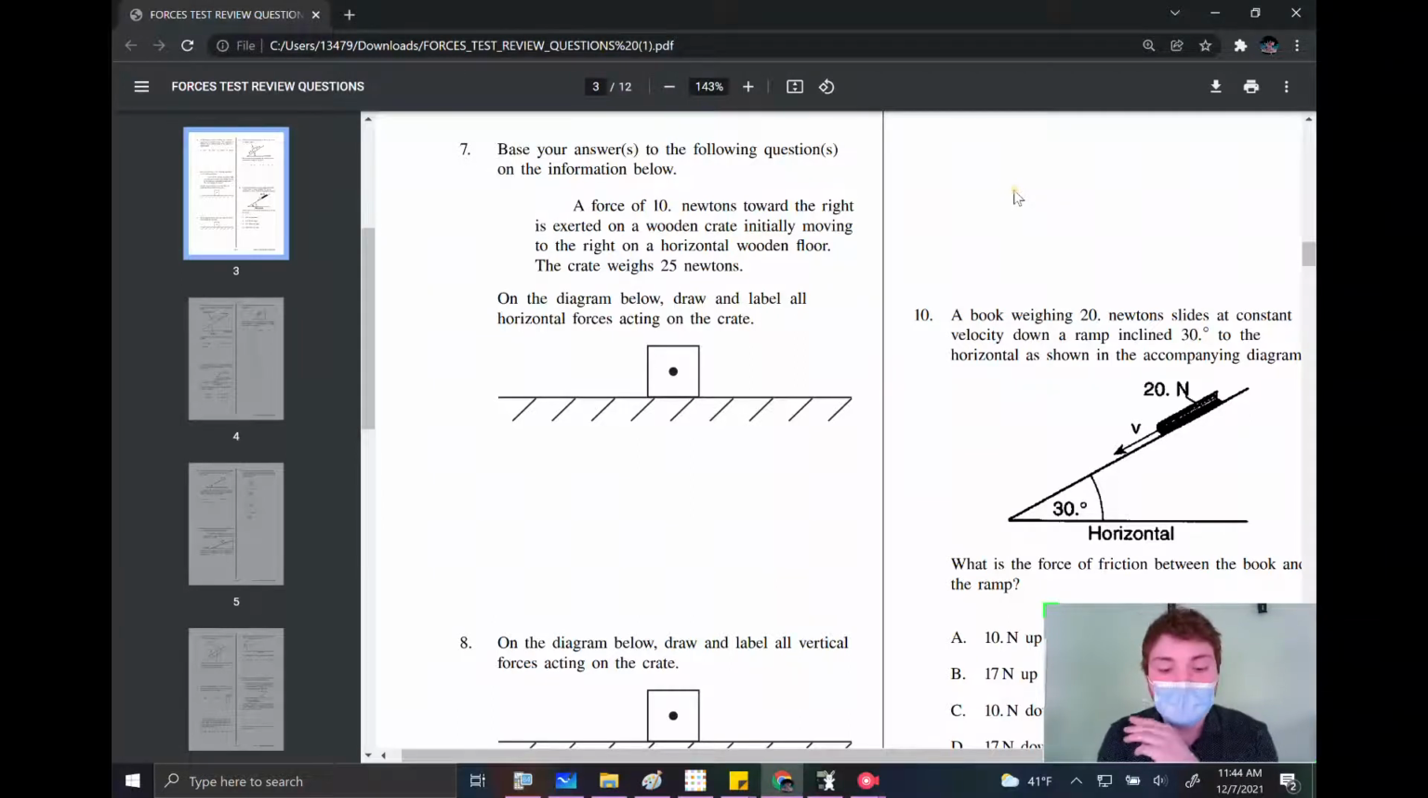Okay, so here we have a force of 10 newtons pushing a wooden crate to the right on a wooden floor. The crate weighs 25 newtons, so we know the weight of this crate is 25 newtons. We know the force pushing it forward is 10 newtons. And we know that's wood on wood. So what we want to do now is draw a diagram and label all the horizontal forces that are acting on this crate.